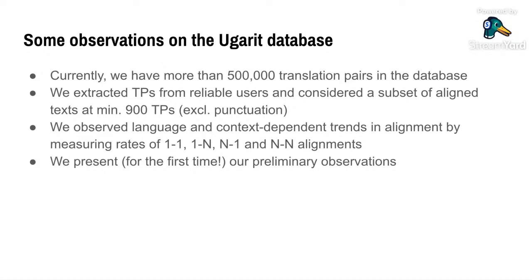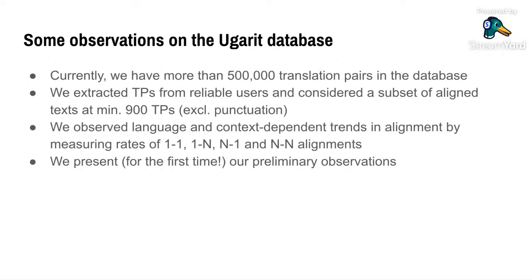In order to run a couple of those calculations, we selected a subset of aligned text by selecting especially trusted users because of the various inconsistencies that Tariq mentioned before. So we decided to select only subsets of what we had. And we tried to analyze them to observe language and context-dependent trends. So for example, measuring rates of alignment at one-to-one, one-to-many, many-to-one, and many-to-many translation pairs. And we only considered subsets that reach the threshold of minimum 900 translation pairs, excluding punctuation. So actually our smallest subset for this presentation in particular is more than 1,000 translation pairs. So that turned out pretty well.